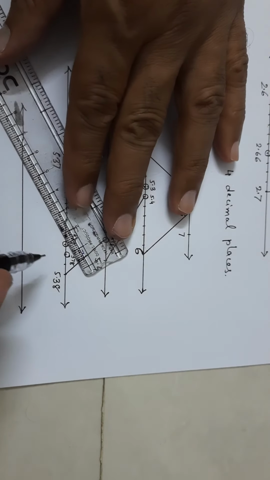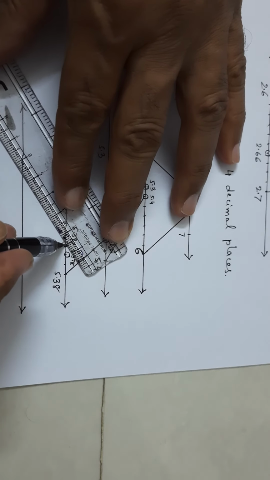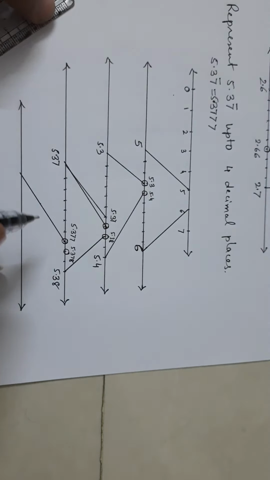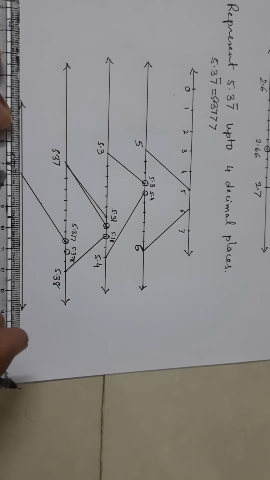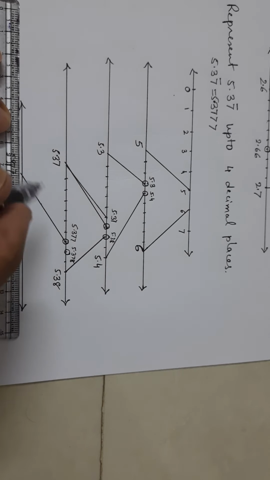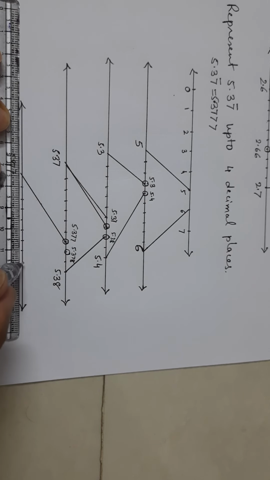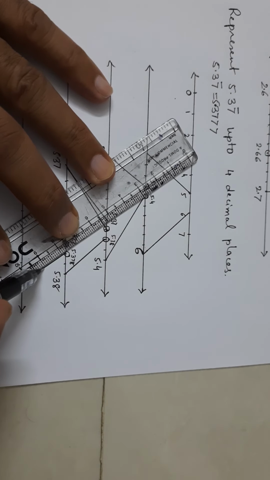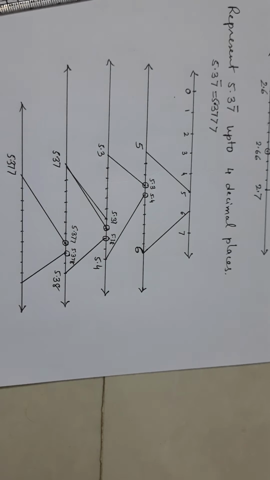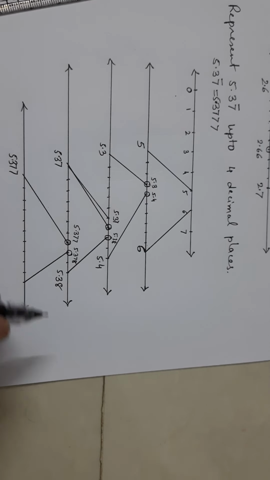Let us take this particular point here. This is 5.377 and here I mark 10 equal parts. So it is 1, 2, 3, 4, 5, 6, 7, 8, 9 and 10. At 10 we have 5.38. This is 5.378.